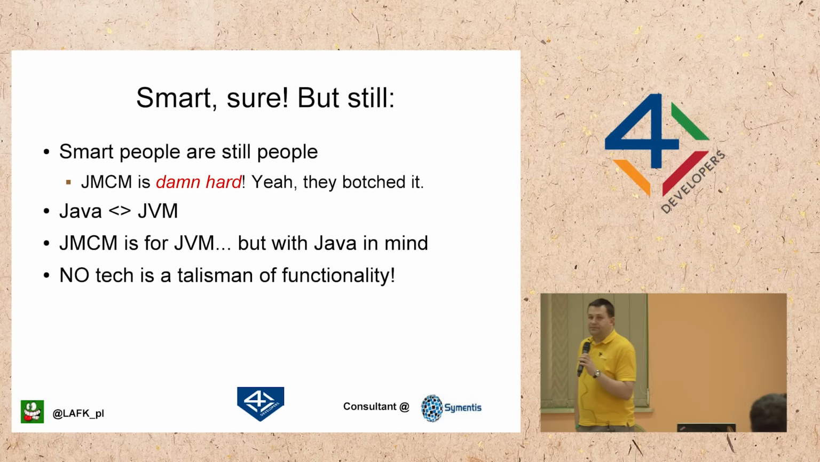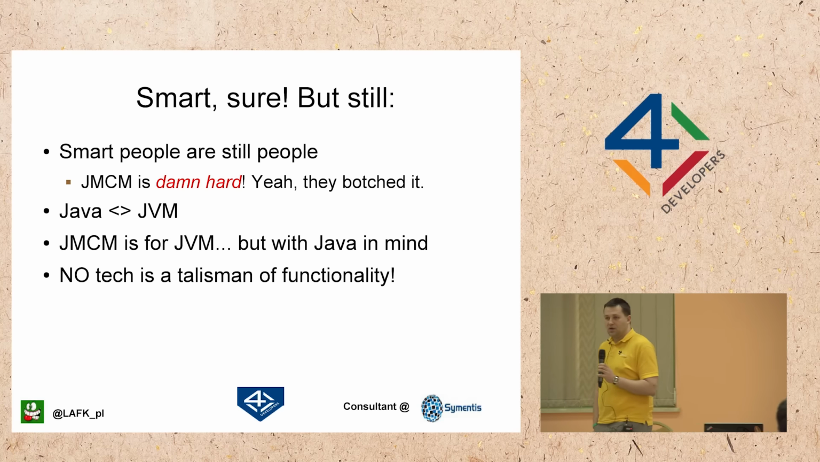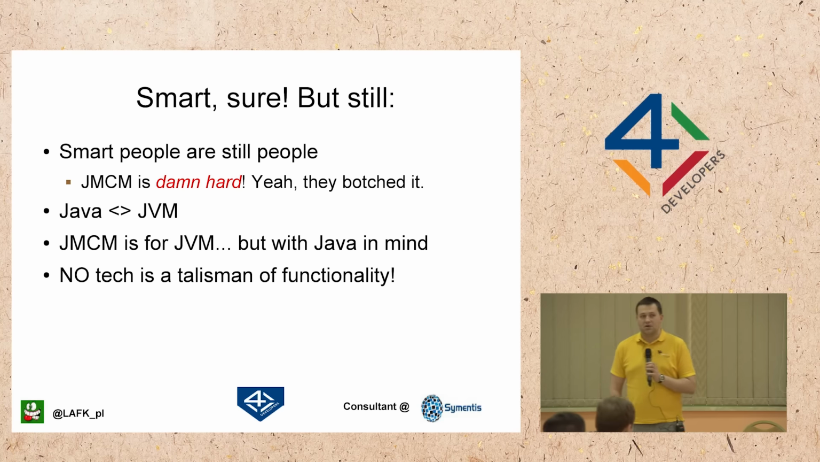Final point here. You might not be a Java person, you might be a Scala person, a Clojure person, a Jython person. And newsflash, the Java memory model is designed with Java in mind. And I mean it, because when it came out, there weren't really other languages on the JVM. This happened later.